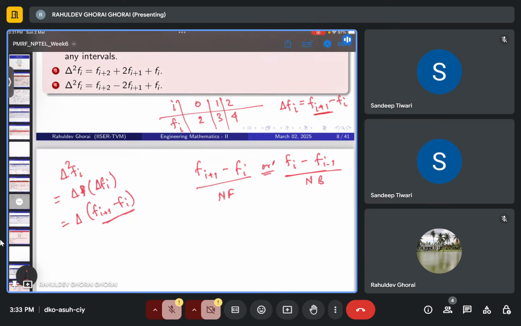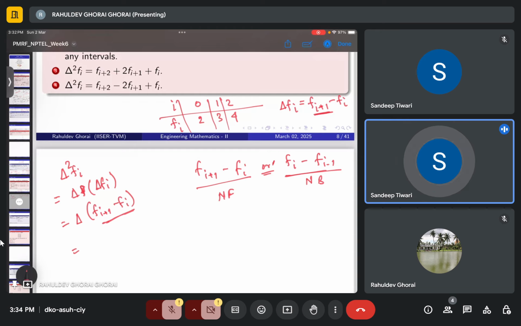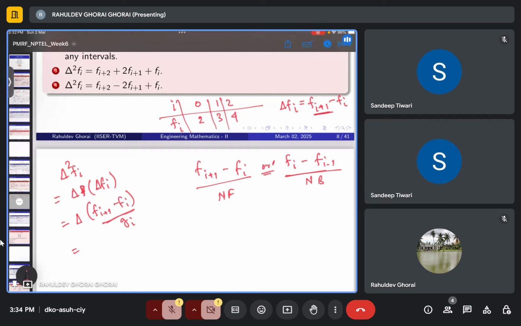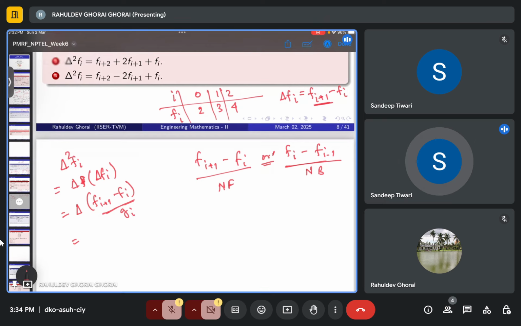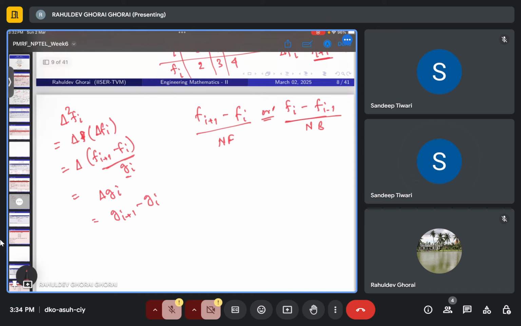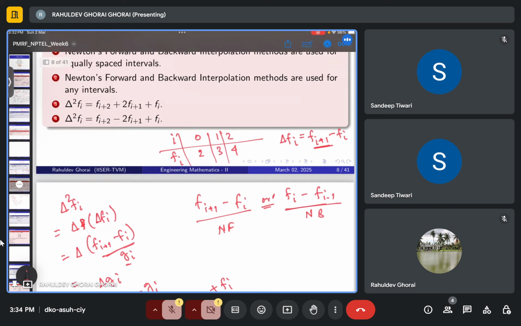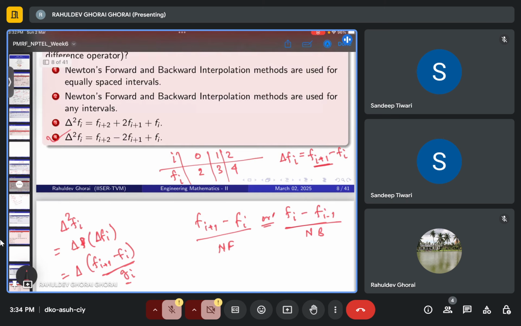Now you treat this one as distributive. Delta is distributive, sir. So you can treat phi plus this psi, right? Then del of psi will be psi plus 1 minus psi. That will be phi plus 2 minus phi plus 1 minus psi, that is phi plus 1 plus phi. That will be phi plus 2 minus 2 phi plus 1 plus phi. So the fourth one and the first one are correct.